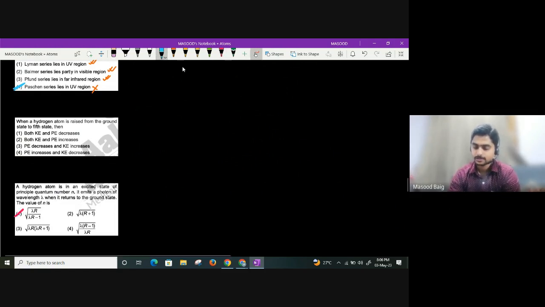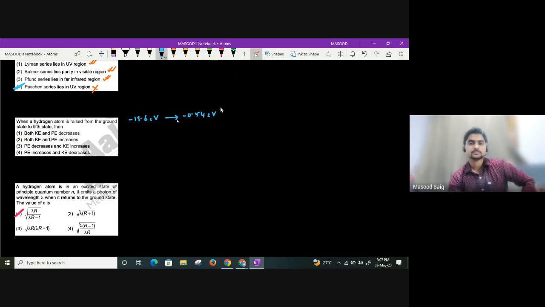You can remove it. When a hydrogen atom is raised from the ground state to the fifth state, what is happening? The energy will change from minus 13.6 eV to minus 0.54 eV for the fifth state, because the levels are minus 13.6, minus 3.4, minus 1.51, minus 0.85, minus 0.54. So energy is becoming less negative, and the total energy value is increasing.